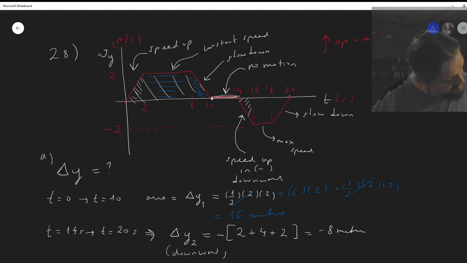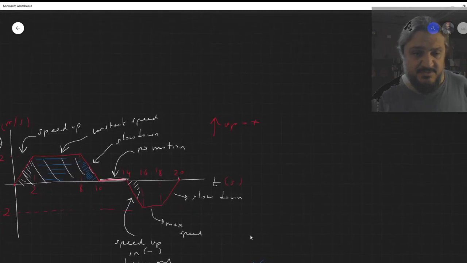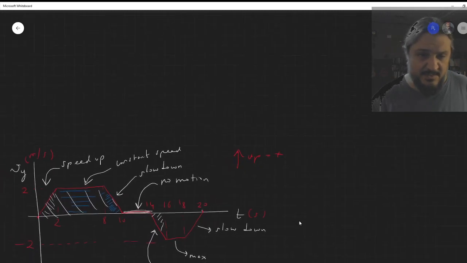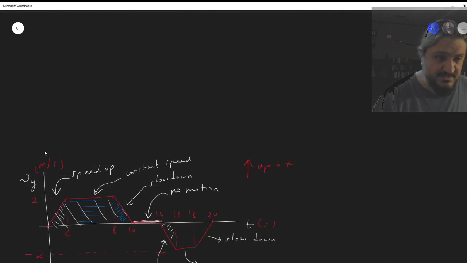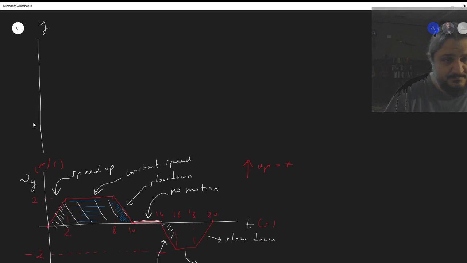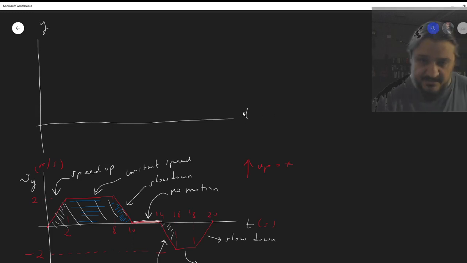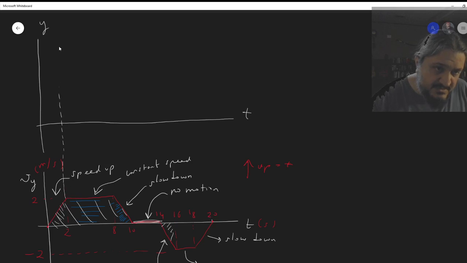Describe the motion in words. I just did that. Sketch a graph of y, meaning the y coordinate, as a function of time. Let's do that. So I'm going to try to do it right above it, actually. I'm just going to extend this here and call it y, and then this will be the time axis. I'm just going to try to match the times. So this will be the 2 seconds. This will be the 8 seconds. This will be the 10 seconds.